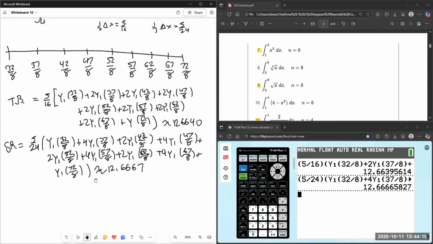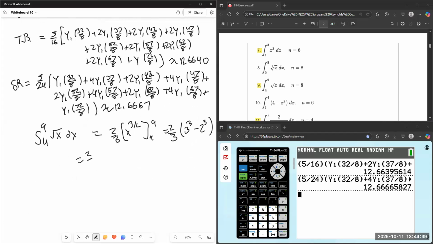Let's get an exact answer for number 9. The integral from 4 to 9 of root x dx is x to the 3 halves, 2 thirds. 4 to 9 is 2 thirds of 3 cubed minus 2 cubed, which is equal to 2 thirds of 27 minus 8. 19 times 2 is 38 over 3. 38 over 3 is about 12.6667.